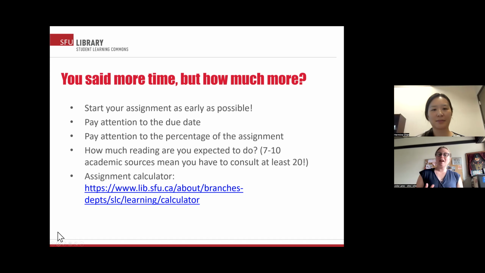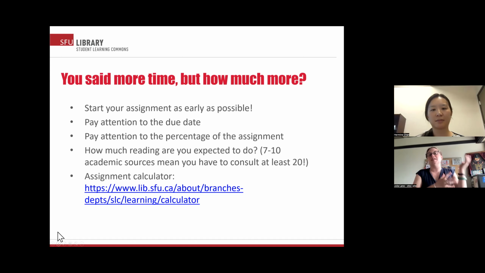And then how much reading are you expected to do? Again, it depends a bit on the assignment. Sometimes the assignment will actually tell you, read these 5 sources and find 2 more. Something like that. So sometimes it'll be very clear. Other times it's really just open. And so a good parameter to think about is that if you're being told that you need to cite something like 7 to 10 academic sources, you should be planning to consult something in the neighborhood of 20.